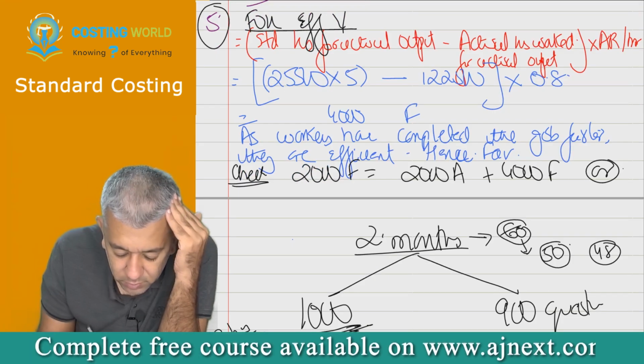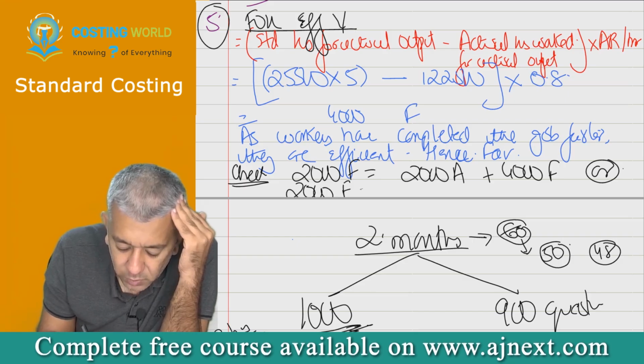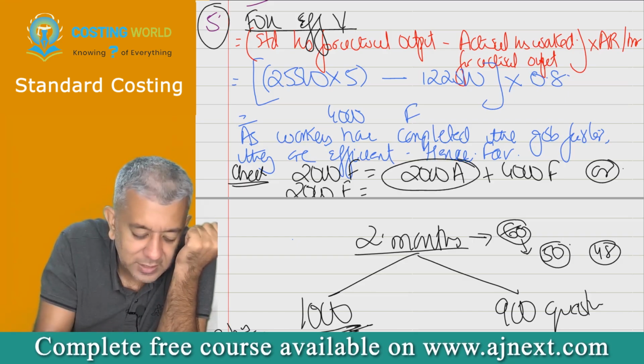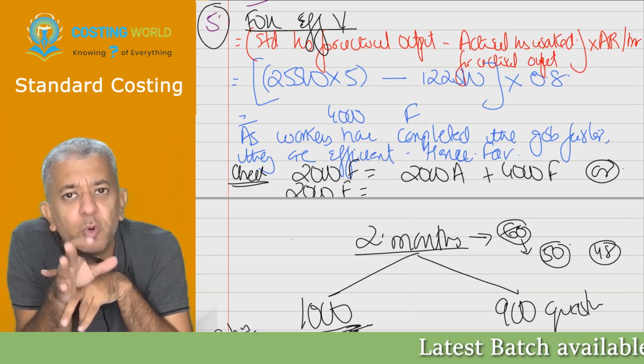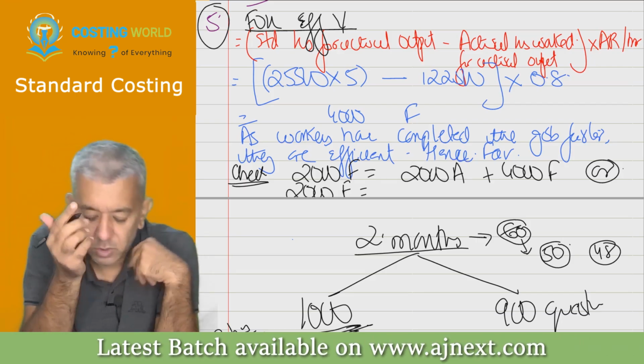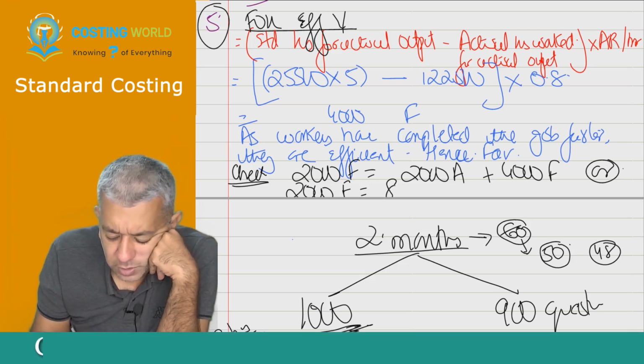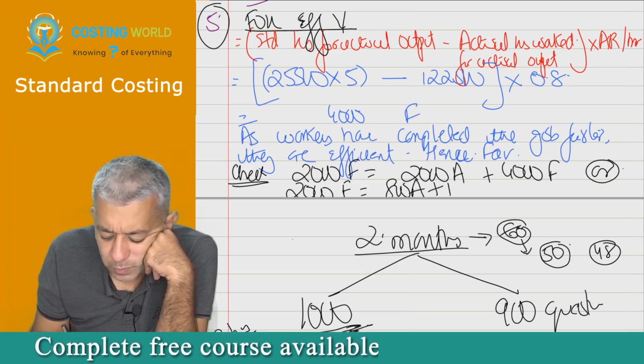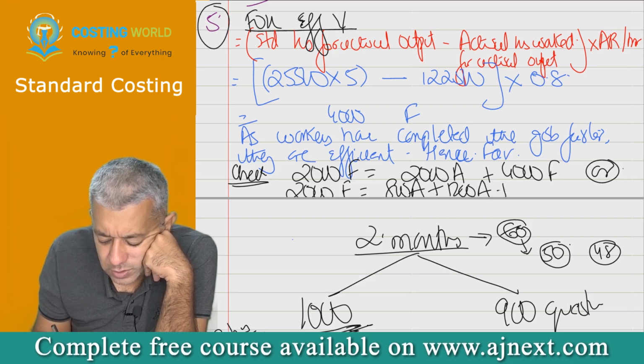Or I can also write it like this: fourth variance itself can be broken up into 4A and 4B, no? Yes, sir. So fourth variance was 800 adverse, 4B was 1,200 adverse, plus the fifth variance. You can write down any check.